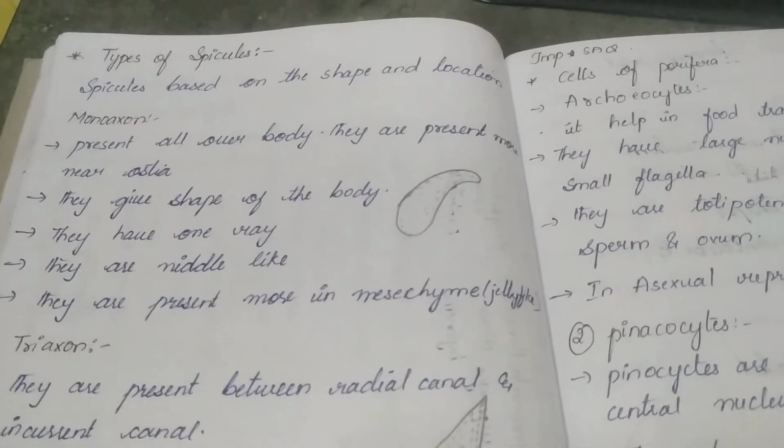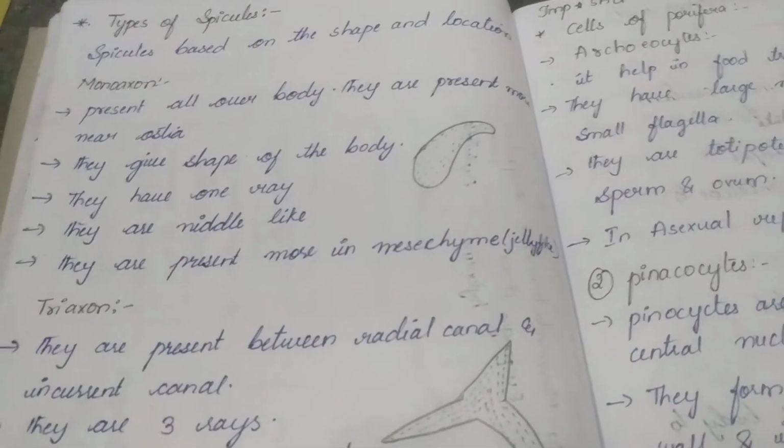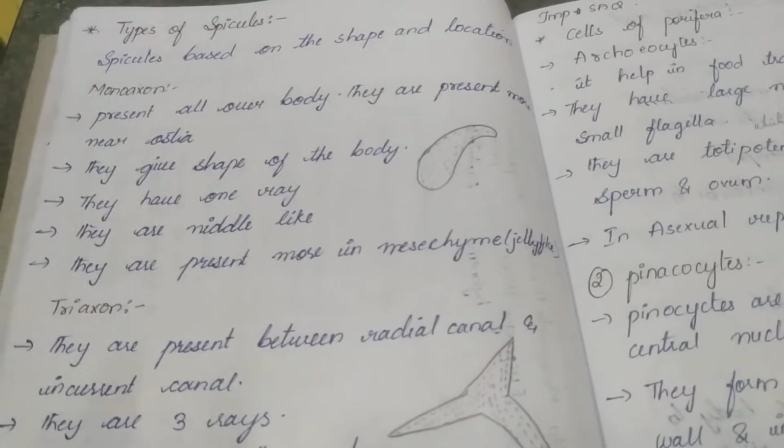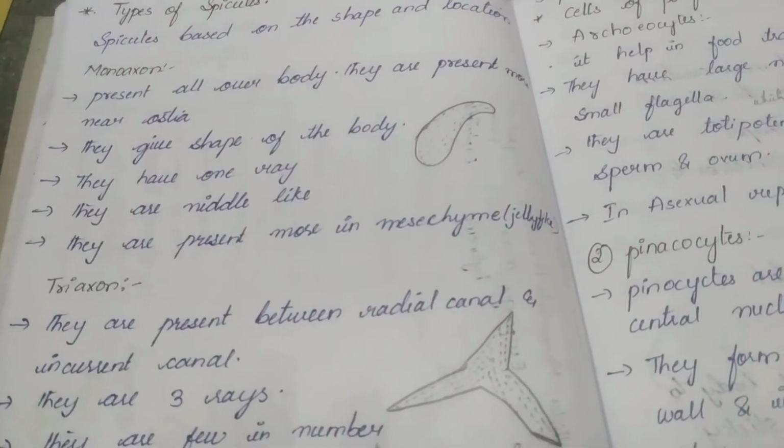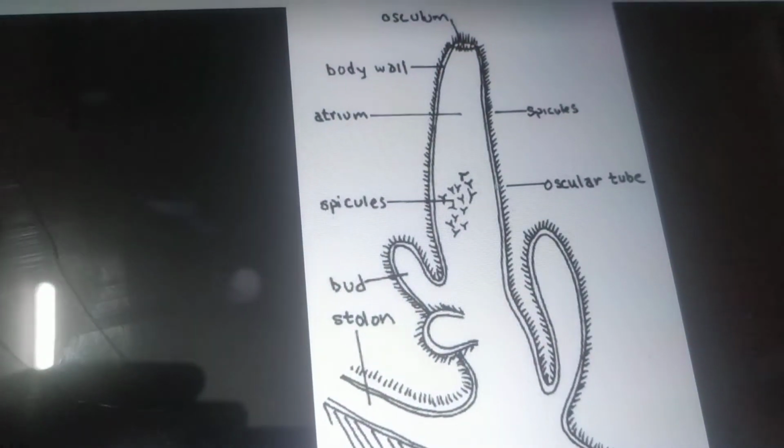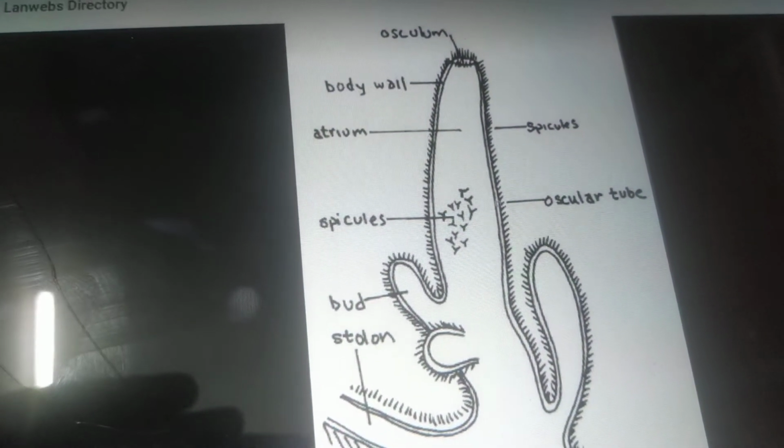First of all, tell me what is the meaning of spicules according to you. The outer projection from the animal body is called spicules. If you want a clear understanding, I can show you the diagram like this. Can you see this lining of spicules? I think you people got it right. This is called spicules.